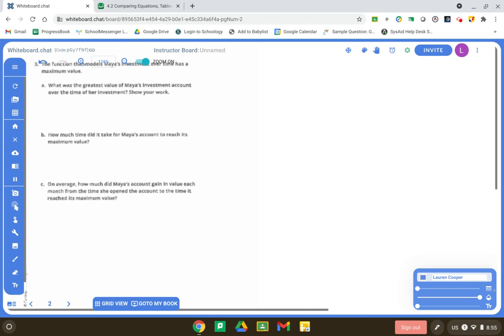So here we know that our vertex or our maximum is 12, 507. So it's asking, before she started losing money, what's the greatest investment she made? And she made $507. And then it wants to know how much time it took her to reach that maximum. And since our x is 12, that means it took 12 months.